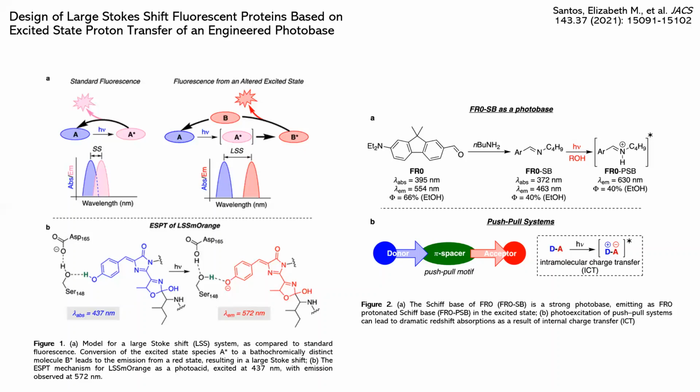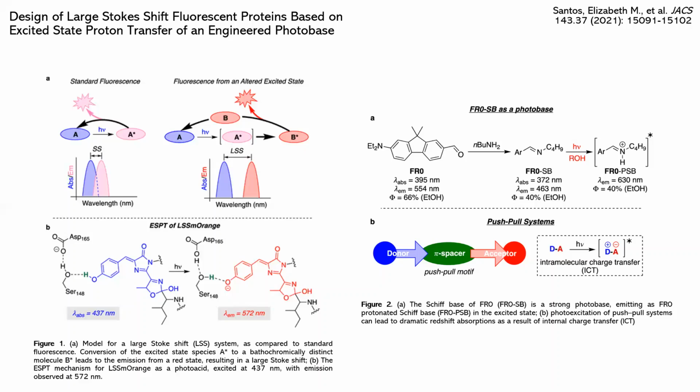So the vast majority of ESPT molecules are photoacids like this. However, there are photobases, they're just much less common, and they work by extracting a proton in their excited states. In previous work, the authors have reported a fluorine-based super photobase known as FR0SB, which you can see in figure 2A here. It's capable of deprotonating either primary or secondary alcohols, and it can exhibit a pKa change of more than 14 units. The protonation results in a highly redshifted excited state, and it has an apparent Stokes shift of more than 250 nanometers.